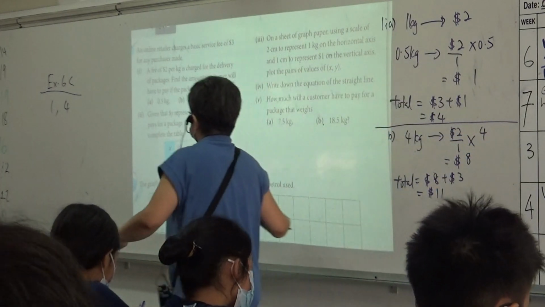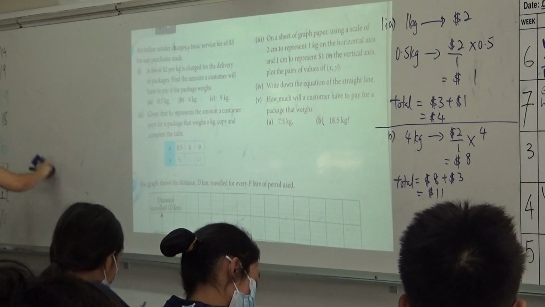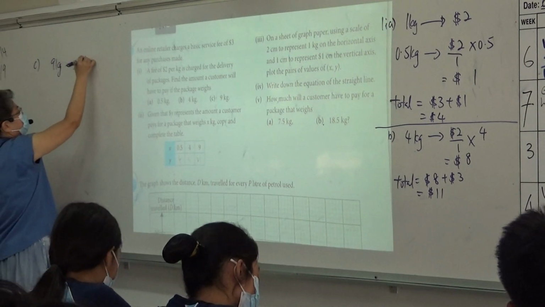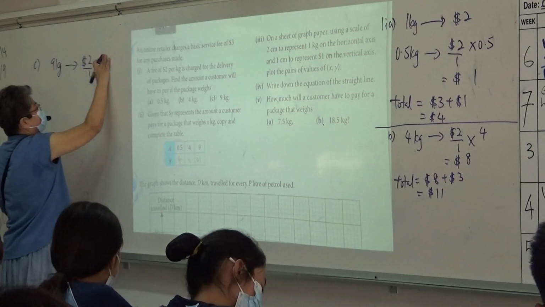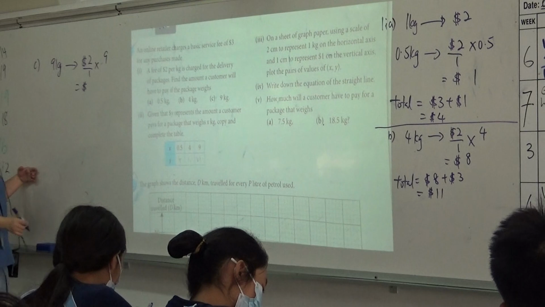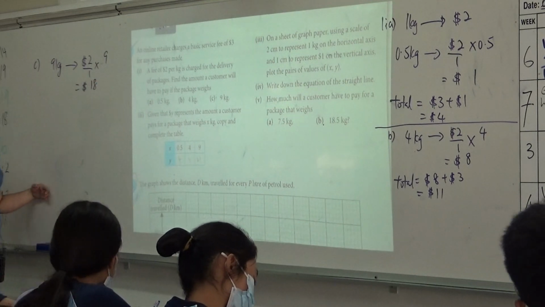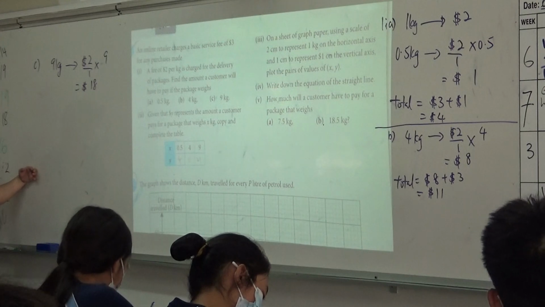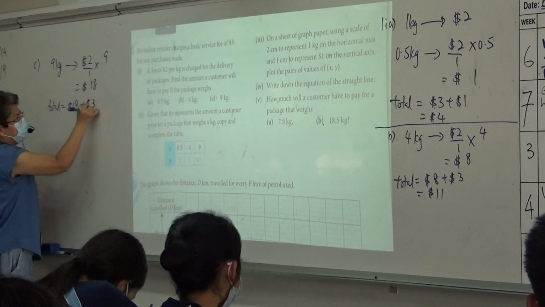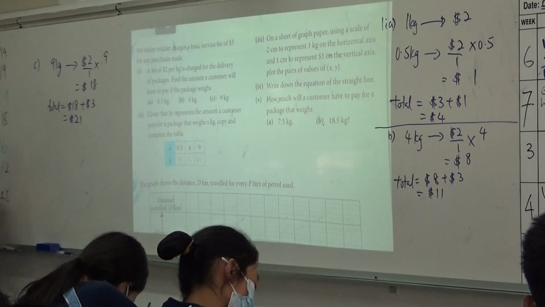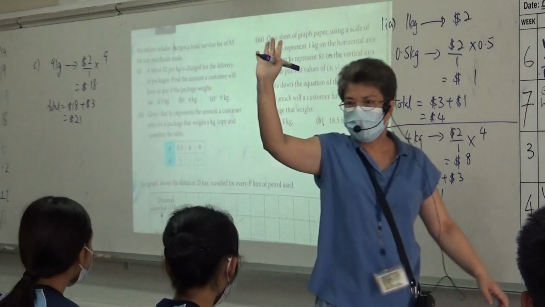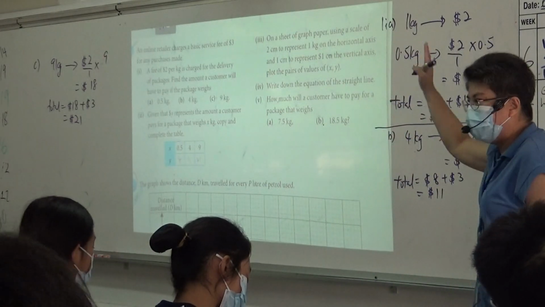Okay, Part C. 9 kilogram. How much must I pay? It's how much? 18, right? So what's the total? 18 plus 3. So how much is it? $21. Is this correct? How many of you don't understand? I will say it again. Are we okay here? The basic fee is $3, then we pay extra.